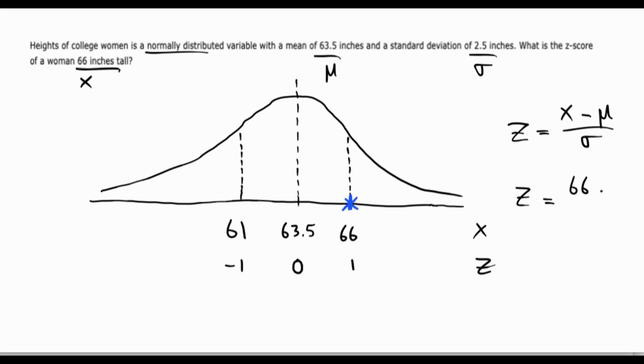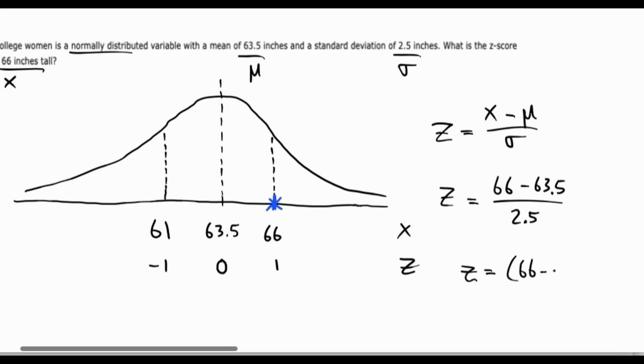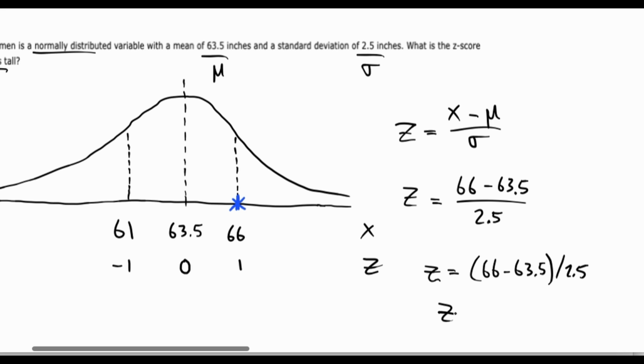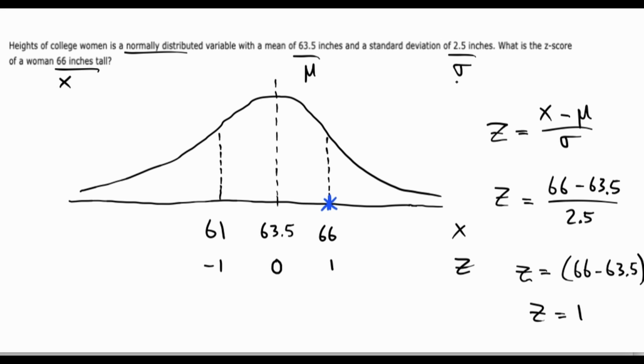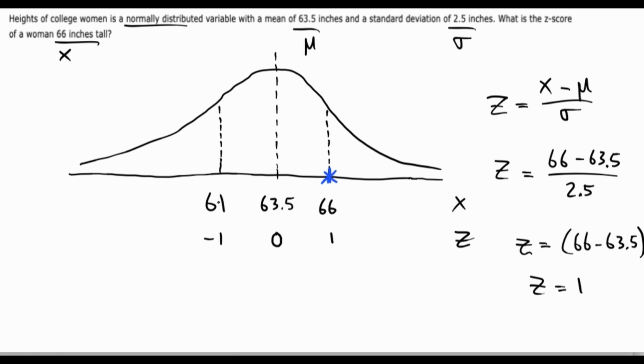We'll do 66 minus 63.5, because the mean is 63.5, and then divide by the standard deviation of 2.5. If you do that on a calculator, you'll get a z of 1. Okay, now not every woman is going to fall exactly on one of these important points in the curve. So let's look at the next question.